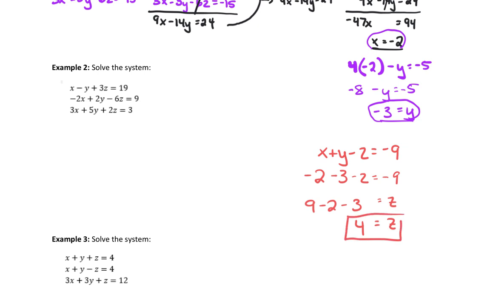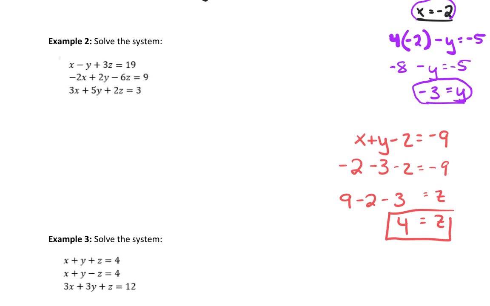Okay, so the steps were elimination to get rid of one of the variables, solve for the x and y, right? We got rid of the z's, we solved for x and y. Once we have those, we go back to an original equation and solve for the remaining variable. We're going to do the same thing here with example number 2. I'll give you a plan and then I'll let you try it on your own, okay?